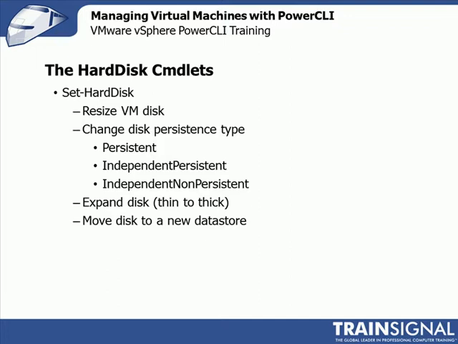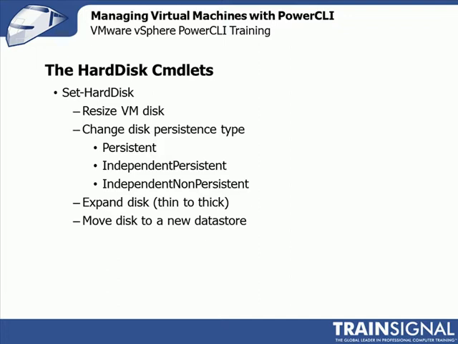The disk persistence type is related to whether or not your disk is affected by snapshots. If it's independent, then it is not affected by a snapshot. And whether it is persistent or non-persistent is basically whether changes are kept to the disk. So if you were to power cycle a VM that has non-persistence on its disk type, then any changes that were made before that power cycle are going to be lost.